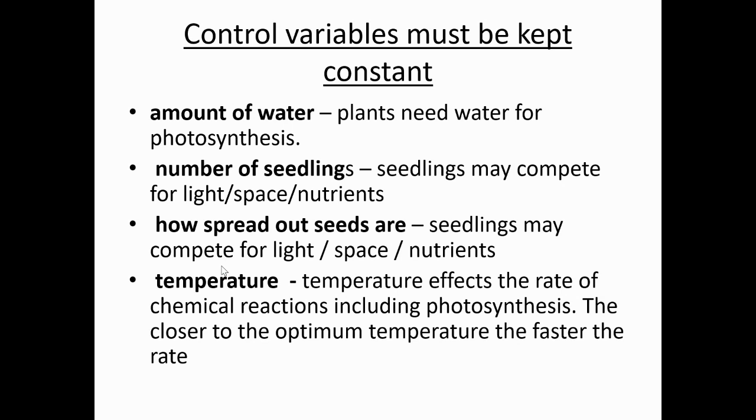Again, if the seedlings are really spread out compared to ones that are right next to each other, seedlings might compete for light or space or nutrients, so how spread out they are may be a factor that affects the dependent variable. And finally, the temperature, of course, will affect growth because temperature will affect the rate of chemical reactions. Photosynthesis is a chemical reaction. The closer to the optimum temperature, the faster the rate of photosynthesis and therefore the greater the growth. So temperature must be kept the same too.